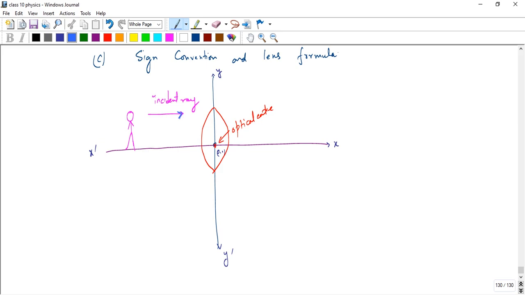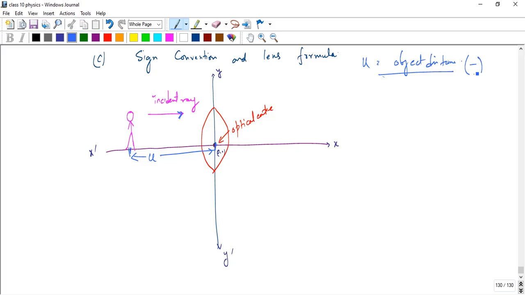After striking, we get an image at some point, either here or here. If you see very carefully, the distance from the object to the optical center is called u, that is called object distance. So u represents the object distance from object to optical center, and the object distance lies on the minus x axis, minus x line.